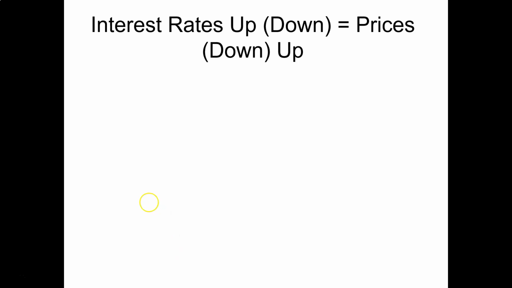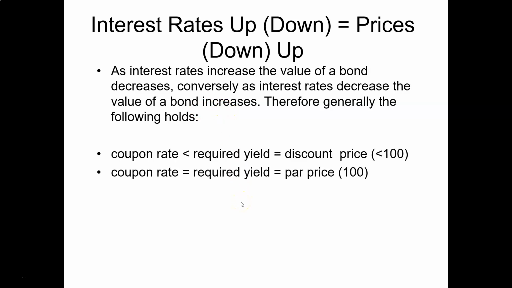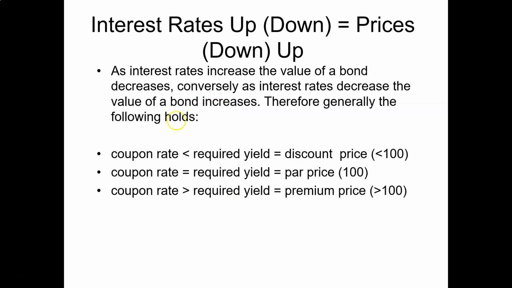In previous exercise, we showed that if the interest rate or the discount rate is high, then the market price of bond will be low. In the opposite direction, if the interest rate or the discount rate is low, then the market price of the bond will be high. So we summarize these situations in these three lines.